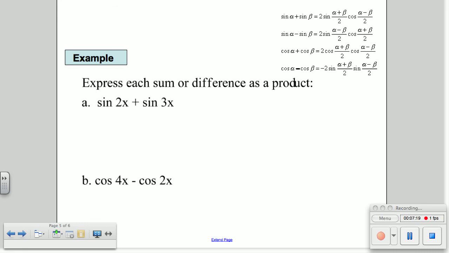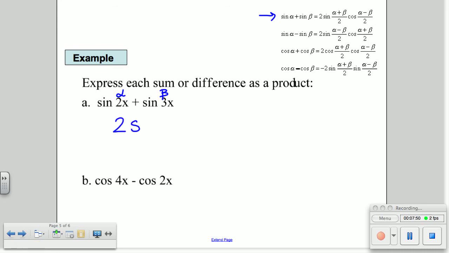Let's once again start by just practicing plugging things into the formulas before we actually calculate anything. So the first thing we're going to do is just practice using the formula. So here's the first one. Express this sum or difference as a product. We have sine 2x plus sine 3x. We need to match that up with a formula. It's sine plus sine. So we're at the top here, where 2x is our alpha and 3x is our beta.